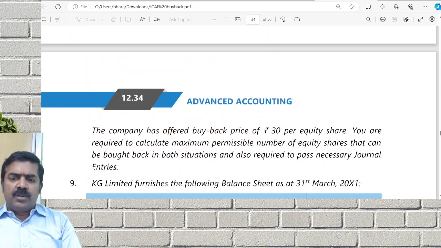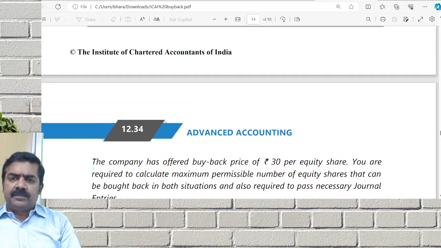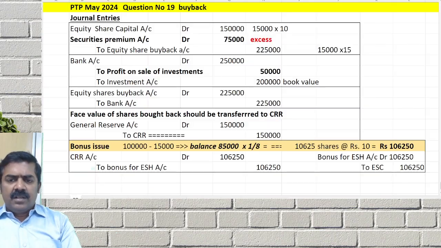How many shares we are going to buy? Okay, 30 rupees we are going to pay. Calculate maximum number of shares under both the options and pass what? Journal entries they have asked. Same model we would have done in the class also. It is just a revision.